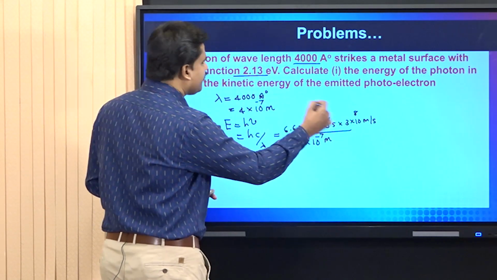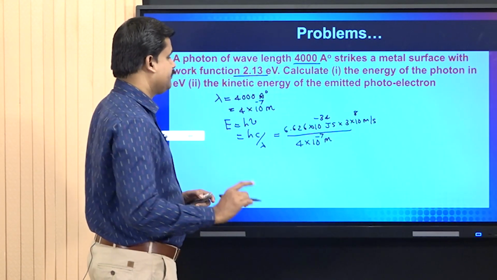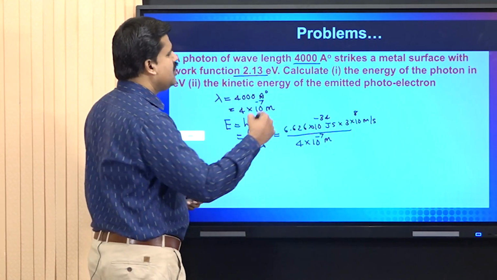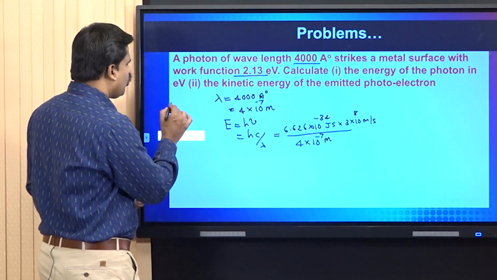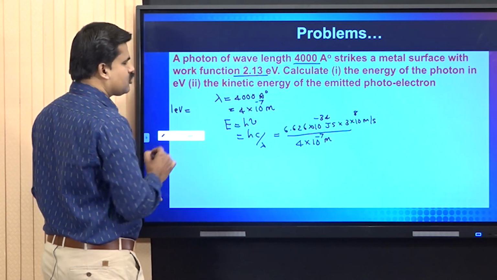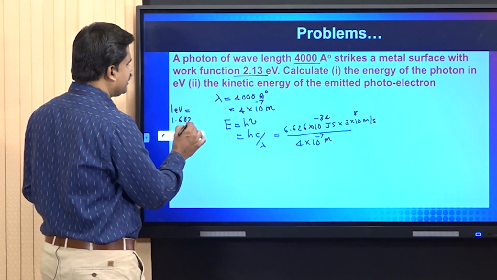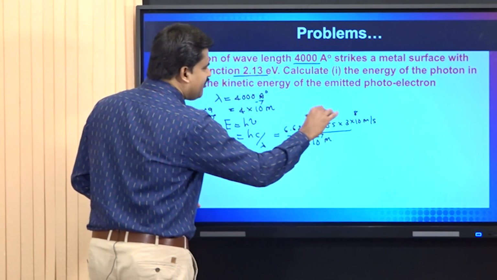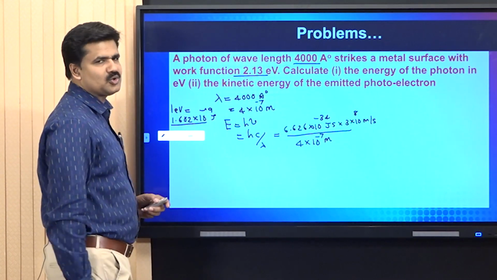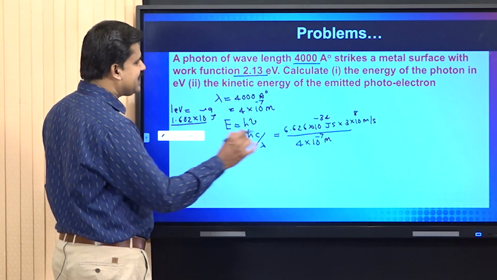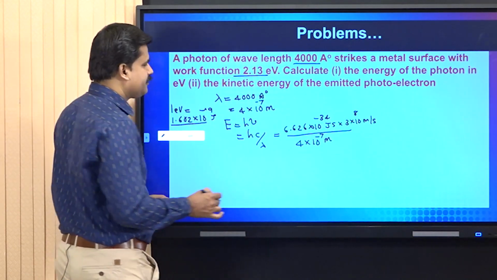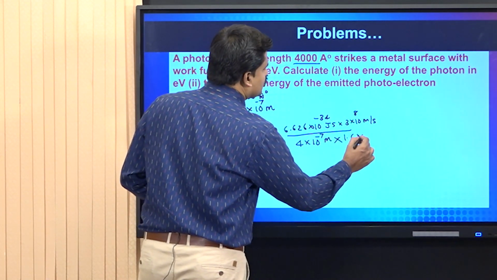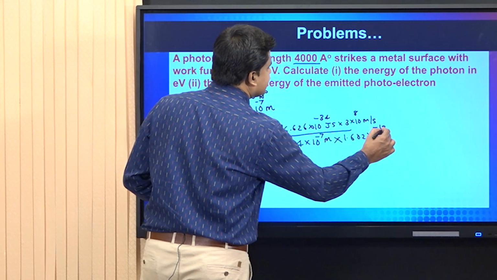It should be noted that on solving this, we will get the energy in joules. And we have to convert the obtained energy in joules to the unit of electron volt by using the conversion factor. 1 electron volt is equal to 1.602 into 10 raised to minus 19 joules. So we have to divide this quantity by 1.602 into 10 raised to minus 19 to get the final energy in electron volt.